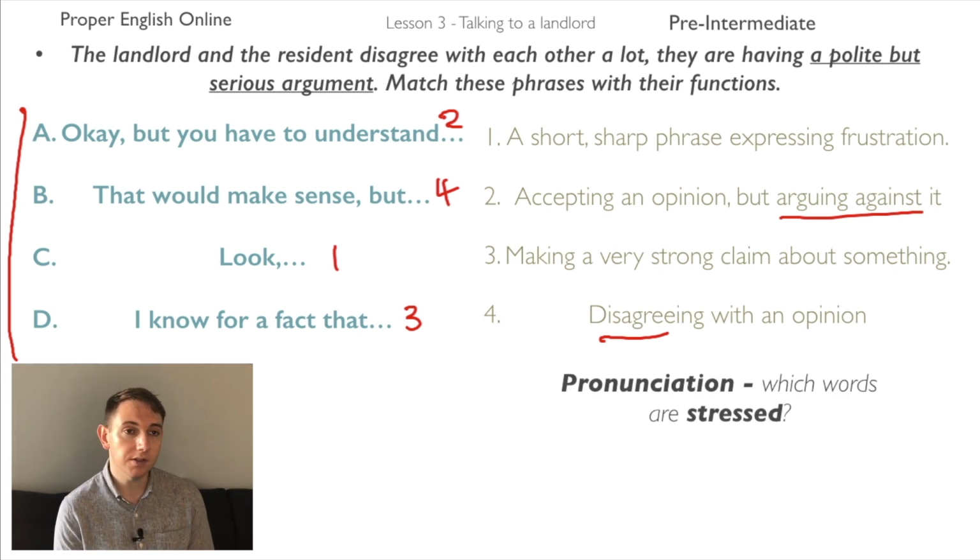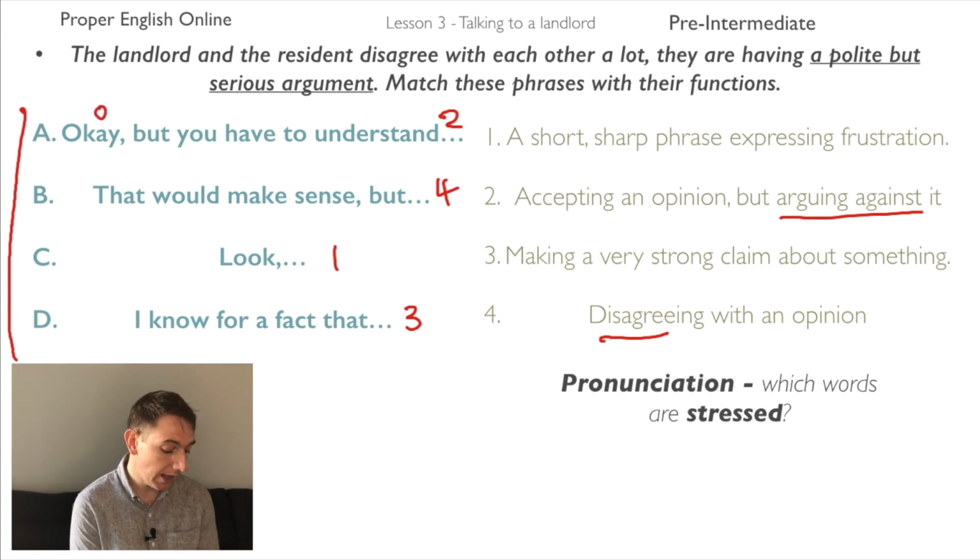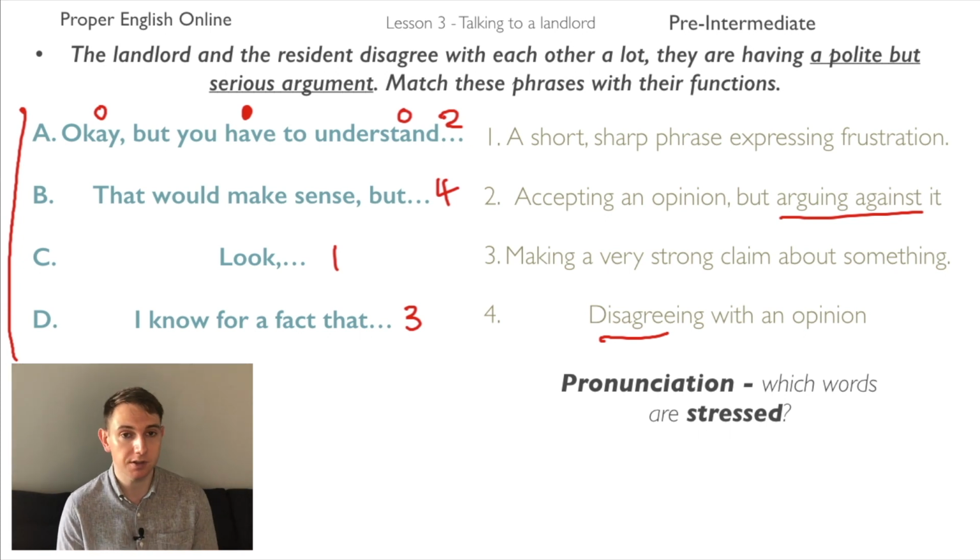Okay guys, now let's talk about these expressions. Which words are stressed in these phrases? I'll do A with you first together. So, okay, but you have to understand. Now this one here, small stress on okay, okay, but you have to understand. So big stress on have to. Again, okay, but you have to understand. Very big stress on have to. How about the rest of them? Which words do we stress? Pause this video and think.